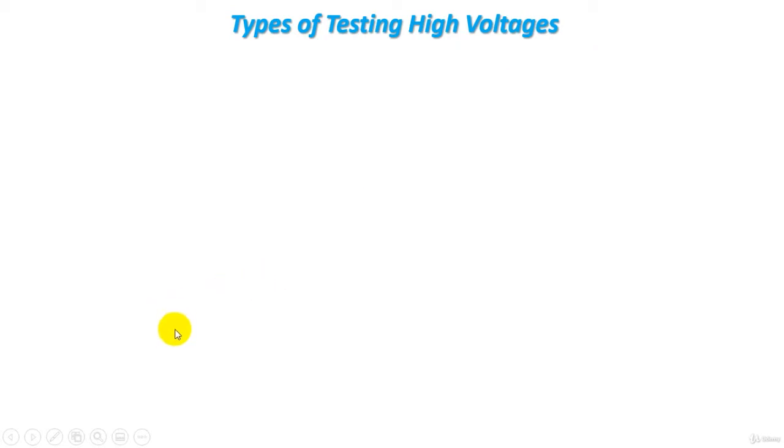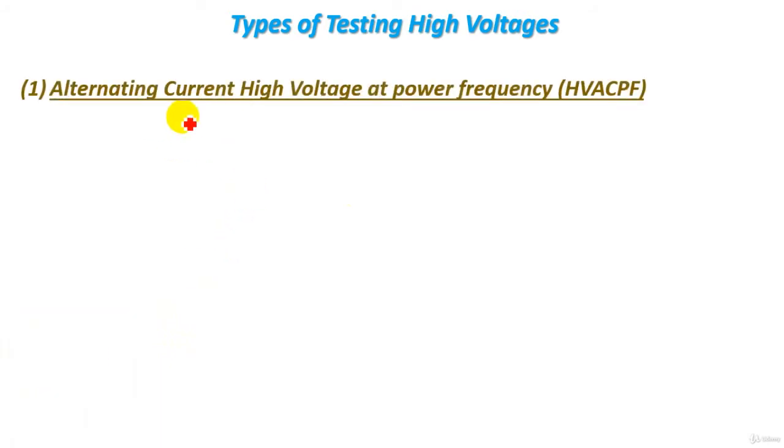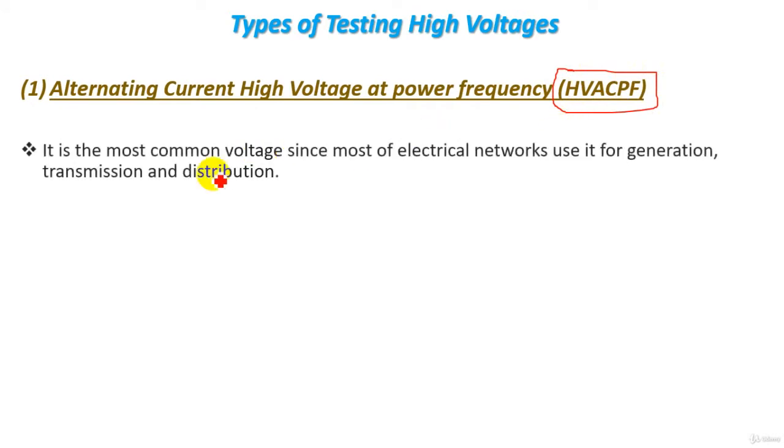Hello everyone. Now it's time to know and understand different types of testing high voltages that can be generated in high voltage labs. The first type is alternating current high voltage at power frequency. The abbreviation of this type is high voltage AC at power frequency. This is the abbreviation of this type of voltage.